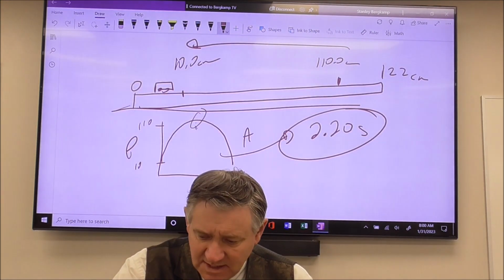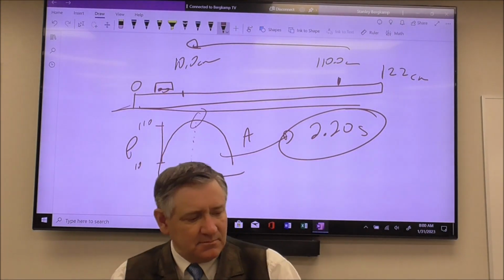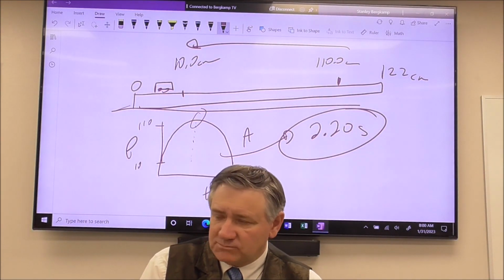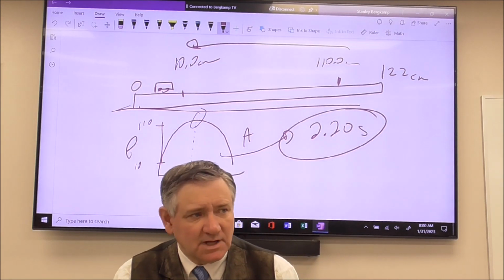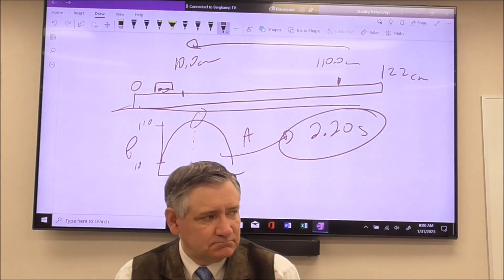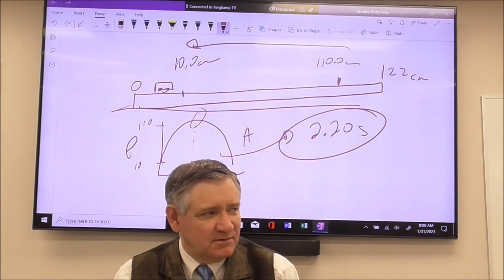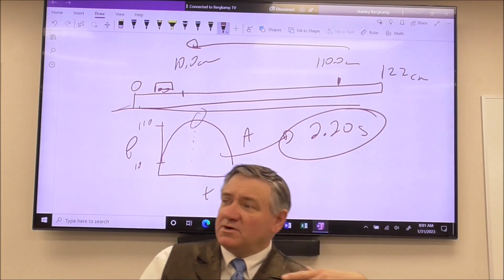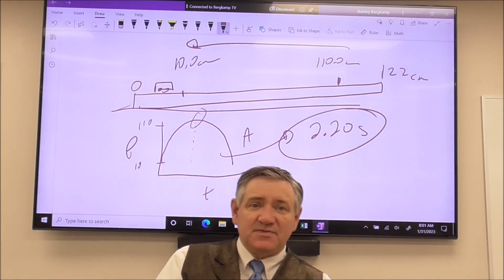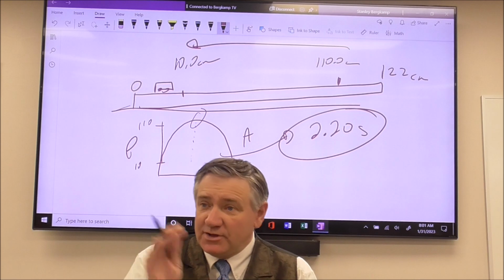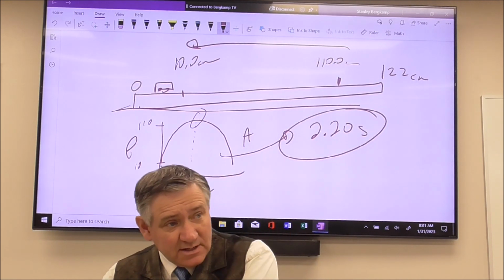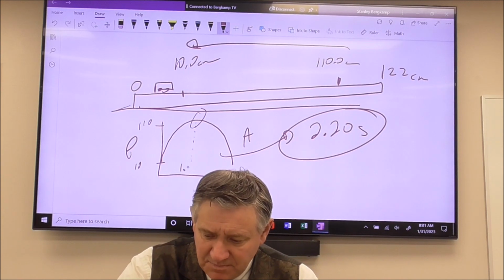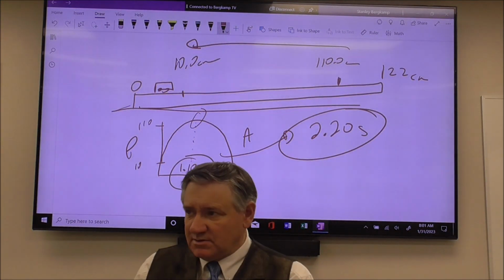how long do you think it's going to take to reach that maximum distance from the starting position? Total time was 2.2. How long do you think it took to go up? Don't make this difficult. 1.10 seconds. Yeah, perfect. So what we're going to do is we're going to assume that this is symmetrical, okay? And you can do that as long as it returns back to that same point. So what we're going to assume is that this point up here was 1.10 seconds.